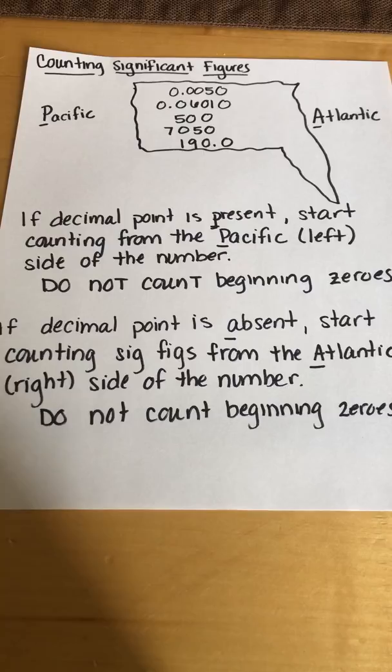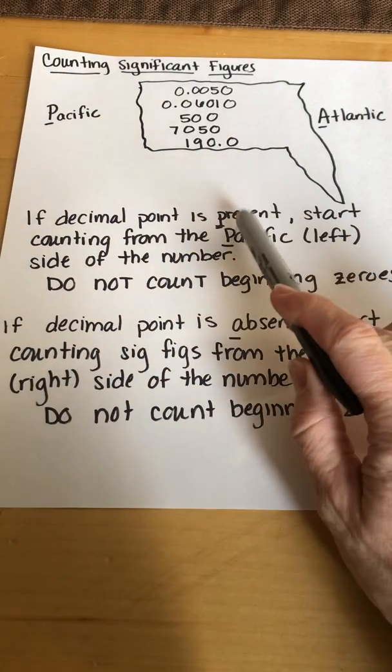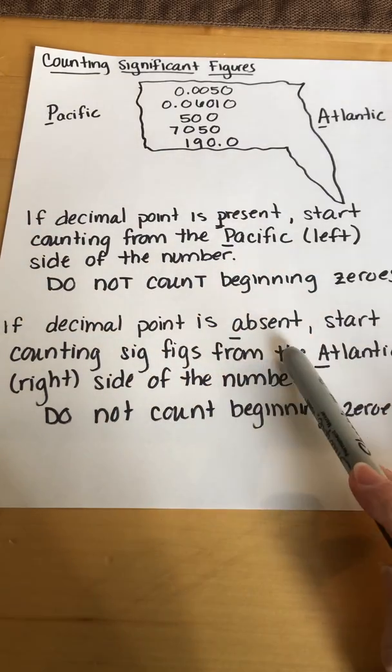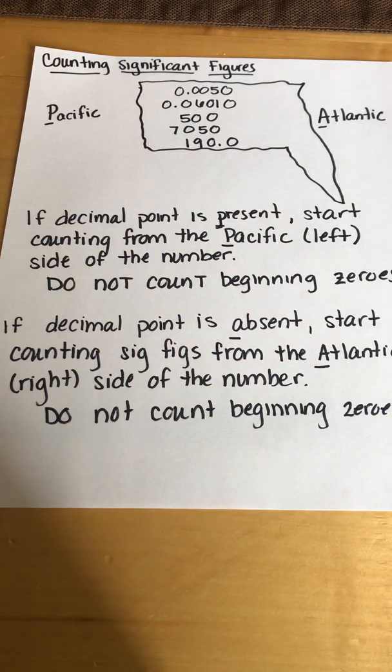So I have listed 5 examples of measurements. I went ahead and put them on the map. You will notice that there's basically one question that you have to ask yourself when you are faced with a measurement for which you want to determine the number of significant figures, and that is essentially if a decimal point is present or if a decimal point is absent. And your answer is going to drive how you will finish counting your sig figs.